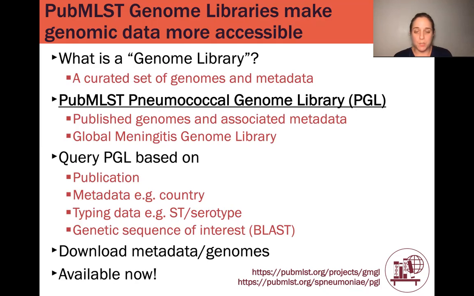A good question to ask is, what's the advantage of having this information available in a library? And the answer is to do with querying and retrieving data. When we start with the querying, you can search the genome library based on different fields. So you might want to retrieve an entire data set associated with a publication, or perhaps you'd like to create a custom query where you recover all isolates from the UK that correspond to serotype 3 and also have a genetic sequence that you're interested in.